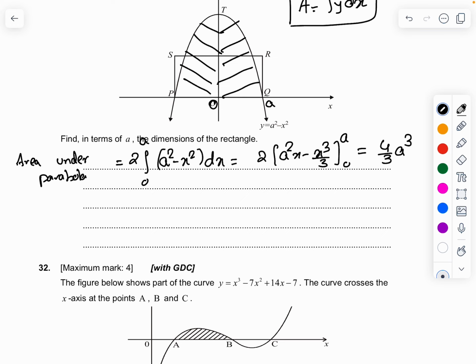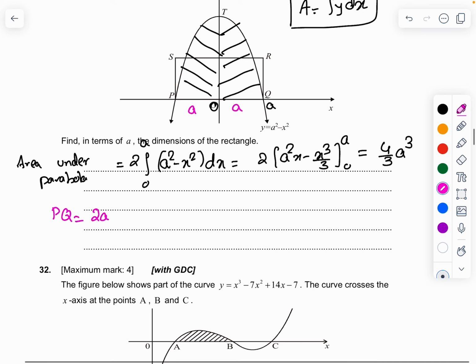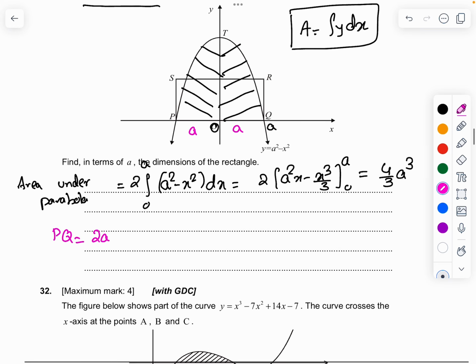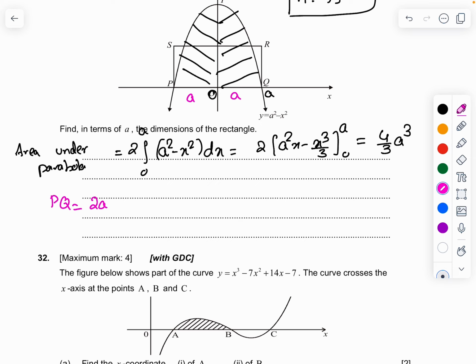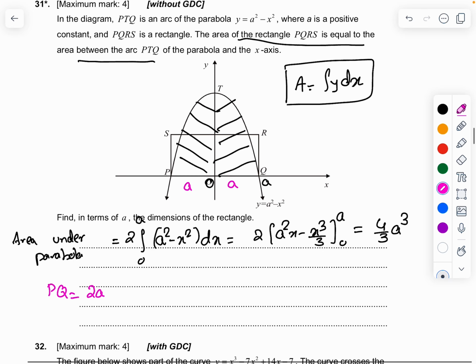Now we know the length of PQ, this is a and a, so PQ is going to be 2a. Now what is being asked? Find the dimensions of the rectangle in terms of a. We have found PQ. Still we have to find QR. For this, what else has been given?